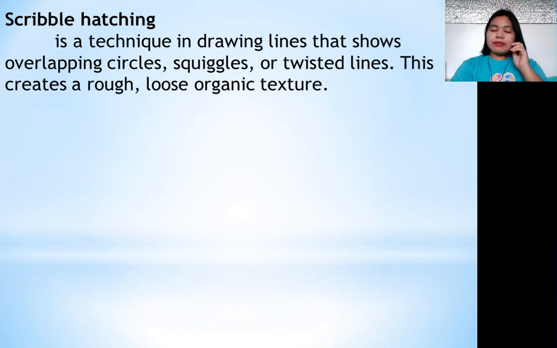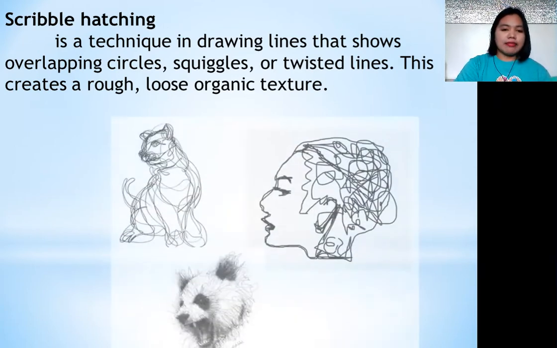Another third type natin is the scribbling hatching. It is a technique in drawing lines that shows overlapping circles, squiggles, or twisted lines. This creates a rough, loose, organic texture. So, scribbling. Ibig sabihin, scribble ka lang. Parang yung mga baby, pag unang sulat nila, walang maintindihan, puro scribble lang. Art din yon. Diba? Mga artist pala yung mga baby natin.